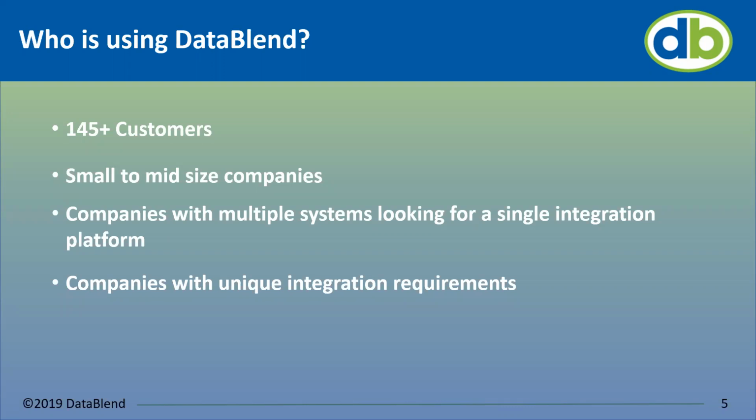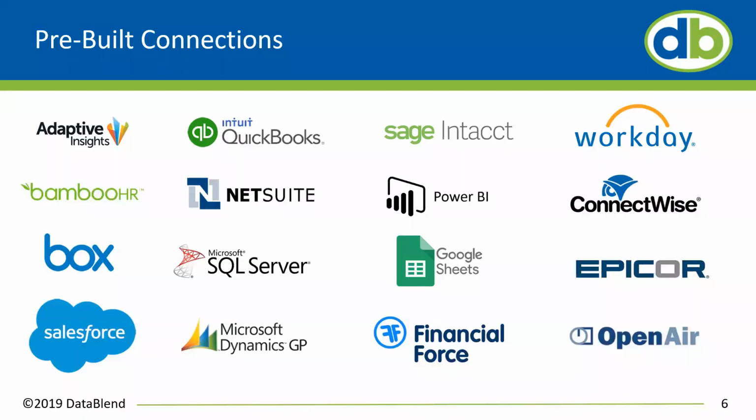So we're going to take a look now at some of our pre-built integrations. This is just a quick visual of some of those pre-built connections that we have. You see Adaptive there, QuickBooks, which we're going to talk about today. In addition to those, we have Sage Intacct and Workday. Those are pretty popular. We have several customers using DataBlend to integrate Salesforce. Many customers integrate their payroll data with software like Bamboo HR. The list really goes on here.